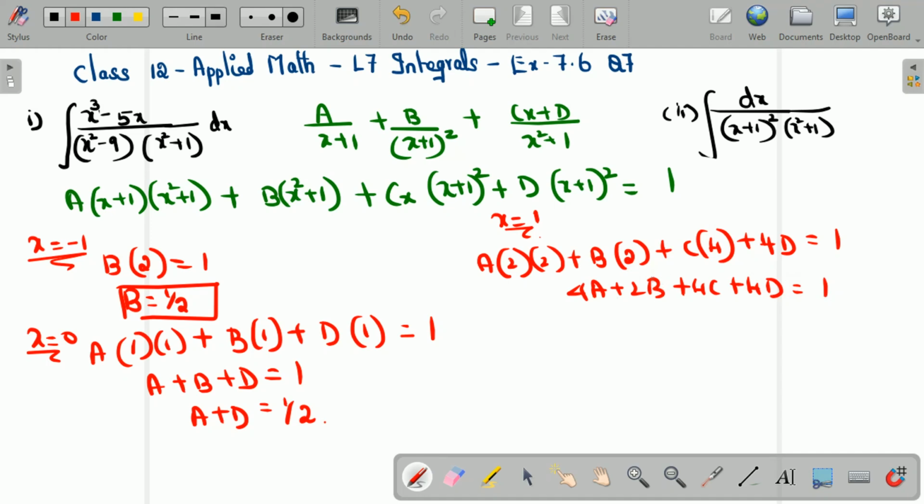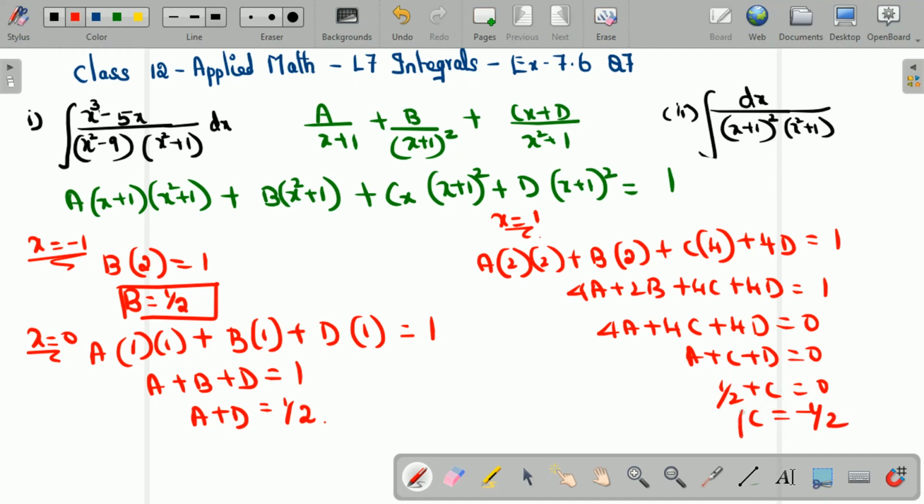b itself is half, so 2b is 1. When you take it the other side, it will become 0. So 4a plus 4c plus 4d is equal to 0, or simply a plus c plus d is equal to 0. We already know a plus d is half. So if you substitute, half plus c is equal to 0. So c is equal to minus half. So we got the value of c.